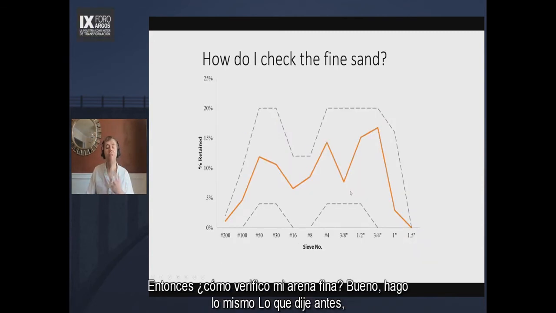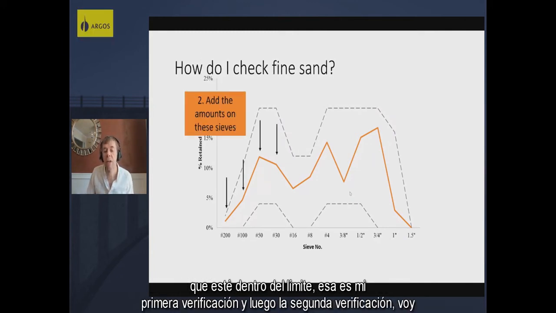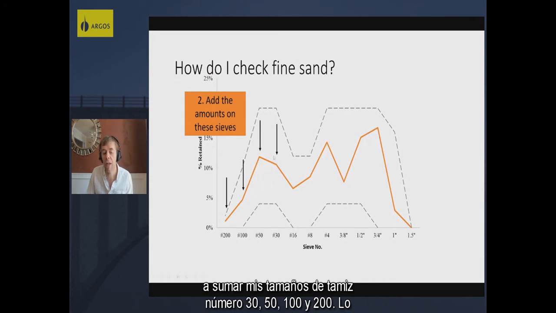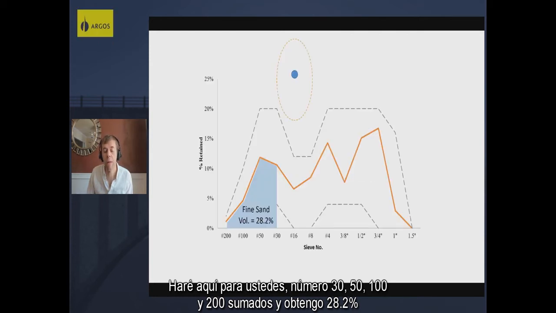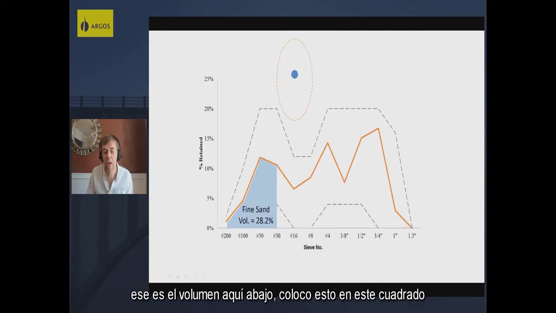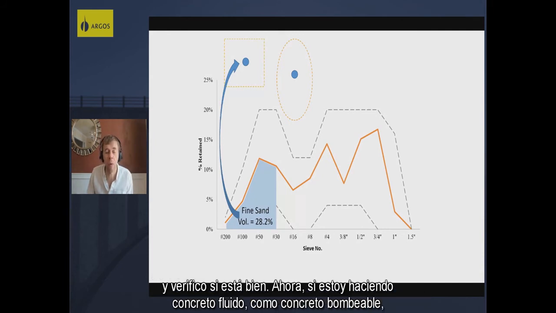So how do I check my fine sand? Well, I do the same thing I said before. Is it within the boundary? That's my first check. And then the second check, I'm going to add my number 30, 50, 100, and 200 sieve sizes together. Number 30, 50, 100, and 200 together. And I see I get 28.2%. That's the volume down here. I plot this up in this square, and I see if I'm okay.